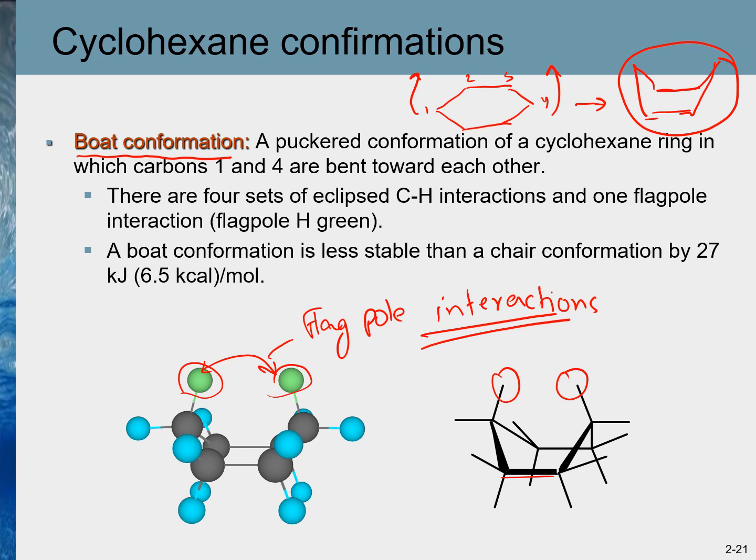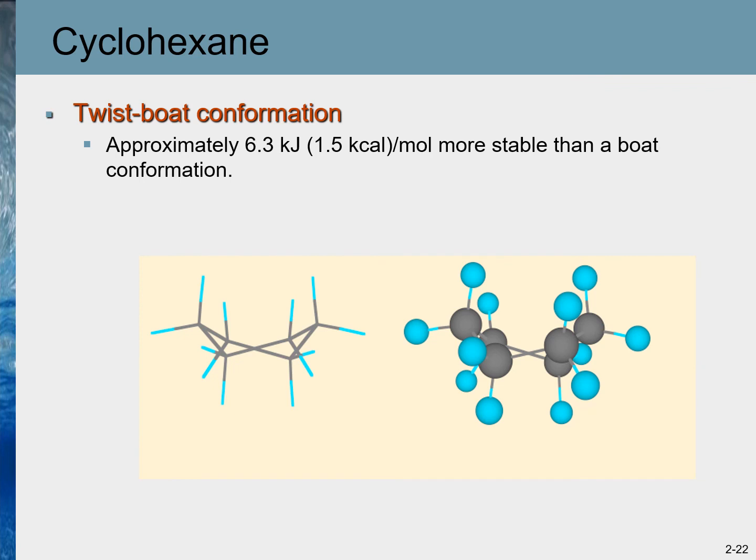The difference in energy between chair and boat conformation is approximately 27 kilojoules per mole. Some of the strain in the boat conformation can be relieved by a slight twisting of the ring to a new conformation, also known as the twist boat conformation. As you can see here, the ring is slightly twisted. In doing so, the torsional strain is relieved because now the dihedral angle is not zero anymore.